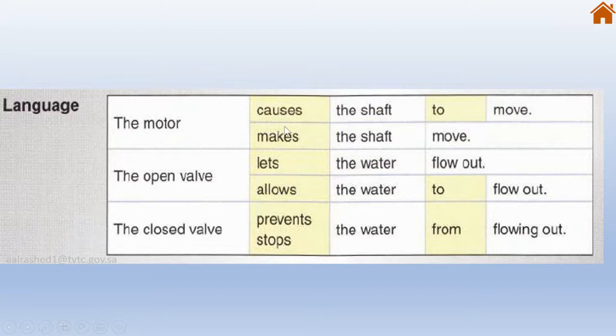The difference is that with cause and allow you must add to between the noun and the verb, while makes and lets do not require the preposition to. If you want to use prevent and stop, you must add from in between and add ing to the verb. So if you want to be able to answer exercises that rely on grammatical rules, you must memorize and understand this rule fully. Otherwise, you won't be able to answer.